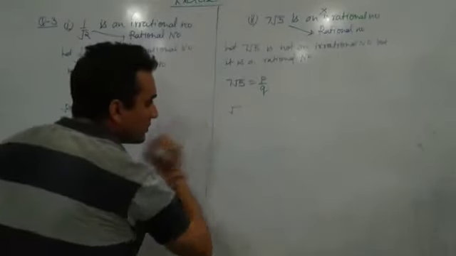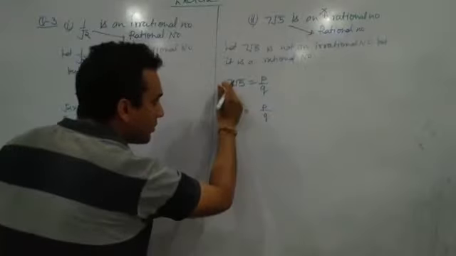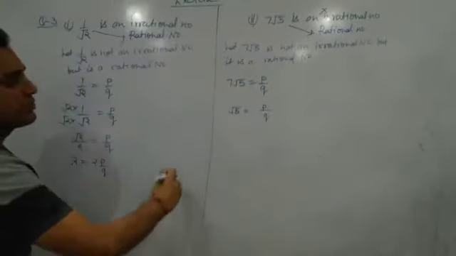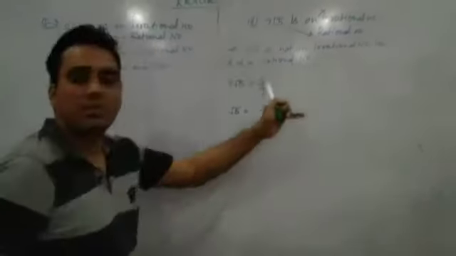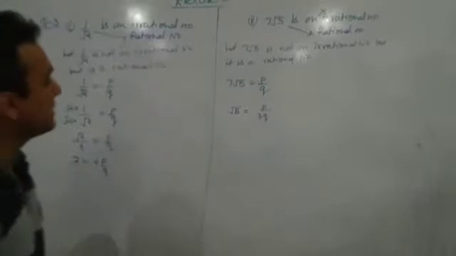Again, for the second question, under root 5 will be equal to p upon q. This 7 will transpose to the right hand side, then it will go to the denominator, then it will become p upon 7q.